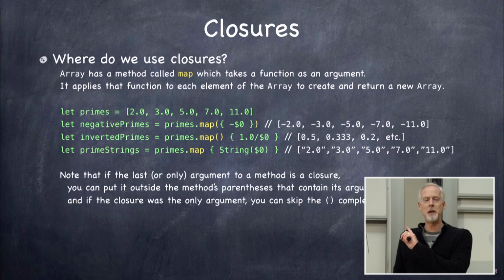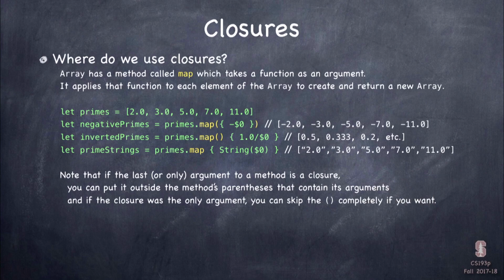Notice the yellow things up there have changed a little with each line. You see? The first one, map parentheses, the closure. The next one, map open parentheses, close parentheses, then the closure. And the third one, map no parentheses and the closure. Okay, this is using what's called trailing closure syntax. We almost always use this.